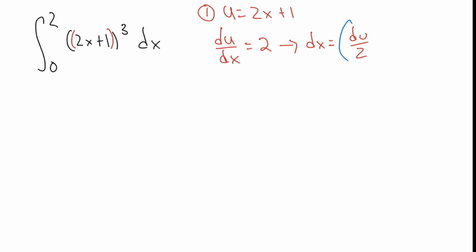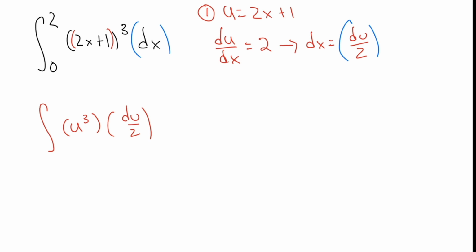Next, we're going to plug in du over 2 for dx because they are equal, and we will get u to the 3 times du over 2. Now, our bounds of integration are also going to change because we are now working in terms of u rather than x.